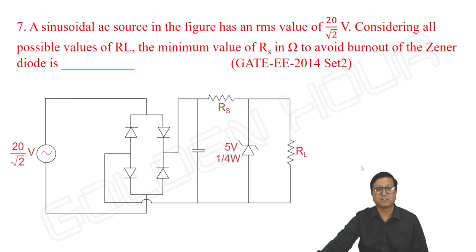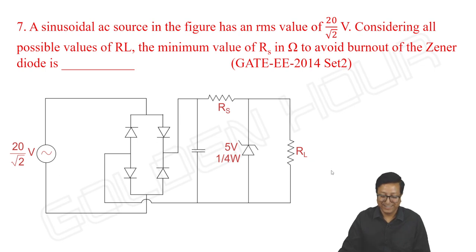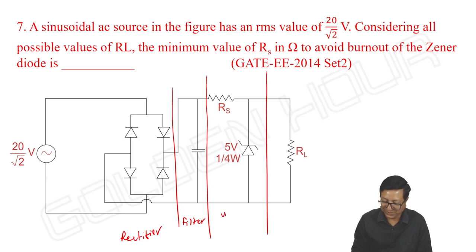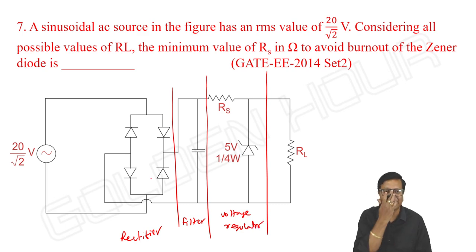Okay, look at this question. We can see all these combinations. Like the first stage is rectifier, and the next one is filter, and next one is voltage regulator. Is it not so? All are included here.